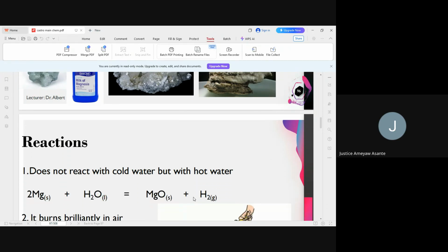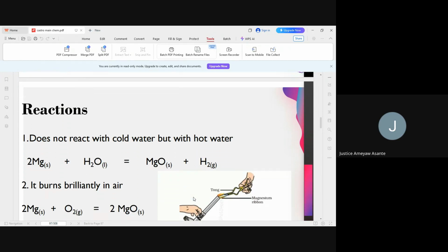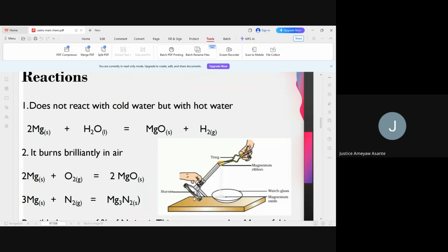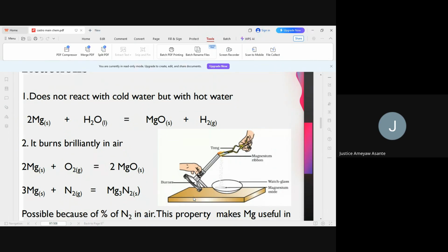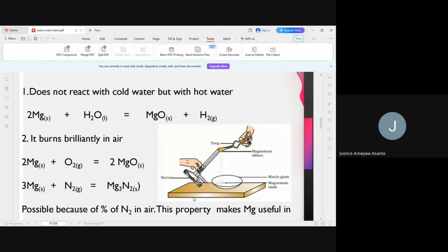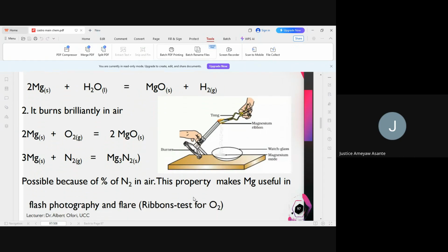What reactions does magnesium undergo? Because it's not as reactive as group 1 elements, it does not react with cold water, but it reacts with hot water. When it reacts with hot water, you form magnesium oxide and hydrogen gas.